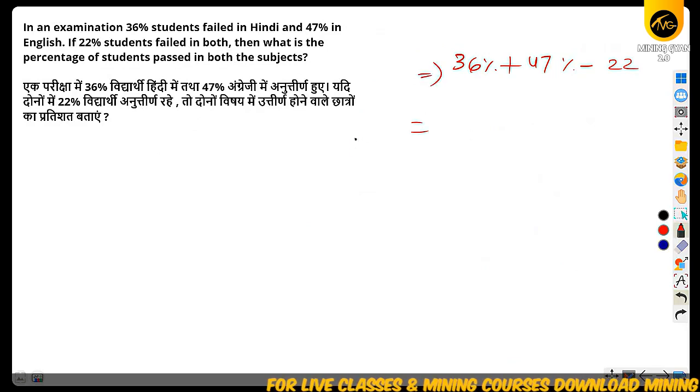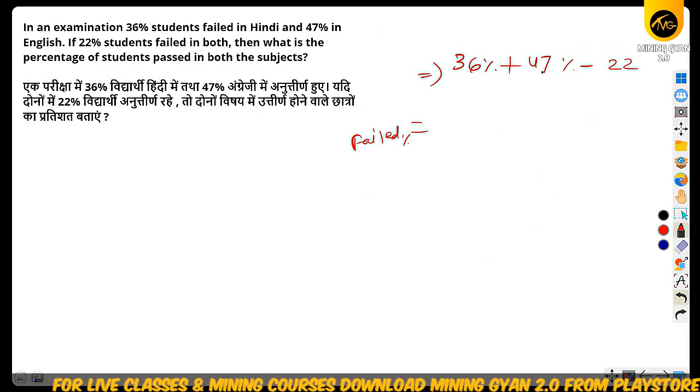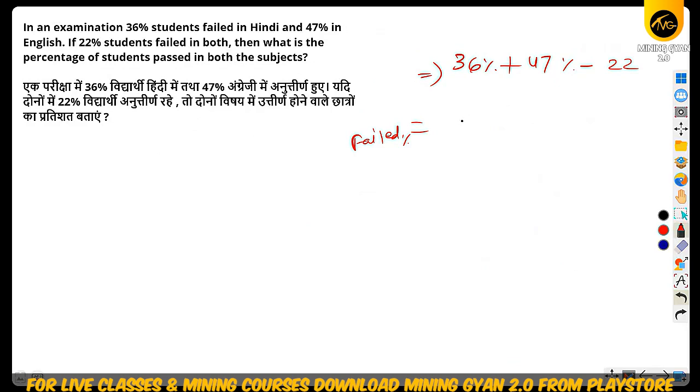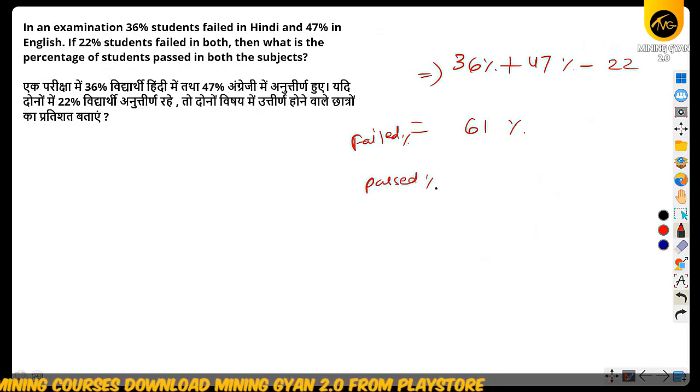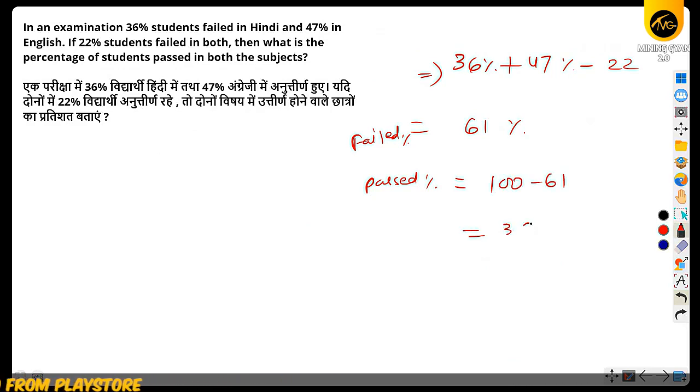So what will be the failed percent? Failed percent will be 36 and 47, 83, and minus 22, that means 61. So 61% is the failed percent. So what is the passed percentage? It will be 100 minus 61, that means 39%.